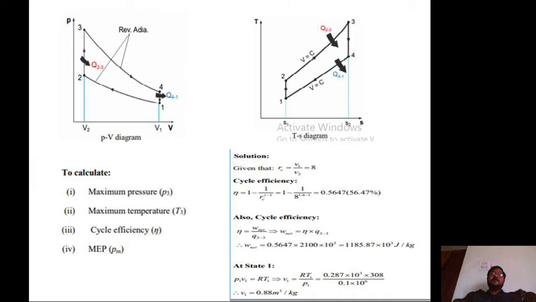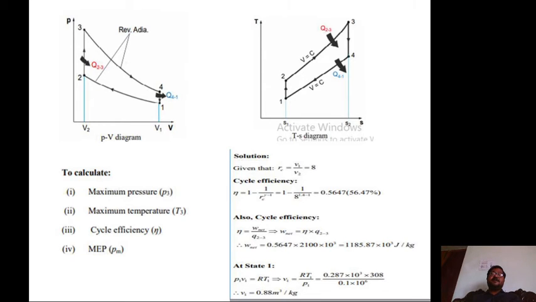And then also cycle efficiency is equal to W net by Q supply. W net is equal to efficiency you have calculated into heat supply, Q2 to 3. 0.5647 into 2100 into 10 to the power of 3, it becomes this value 1185.87 into 10 to the power of 3 joules per kg. If you leave this 10 to the power of 3, it becomes kilojoules per kg.